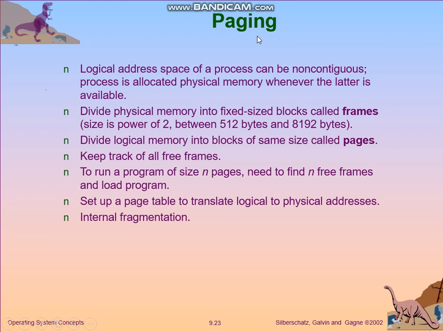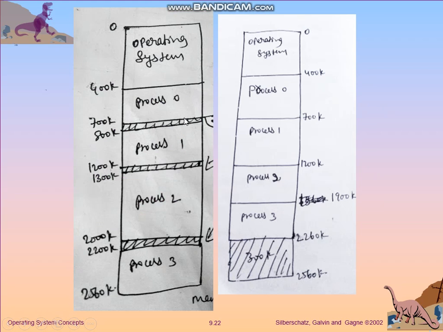Paging is a memory management scheme that permits the physical address space of the process to be non-contiguous. It means the process will be scattered around the memory. In this diagram, you can see how the process is stored. In paging, the process is divided into different pages, and these will be scattered around different free holes in the memory, so that this external fragmentation problem is avoided.